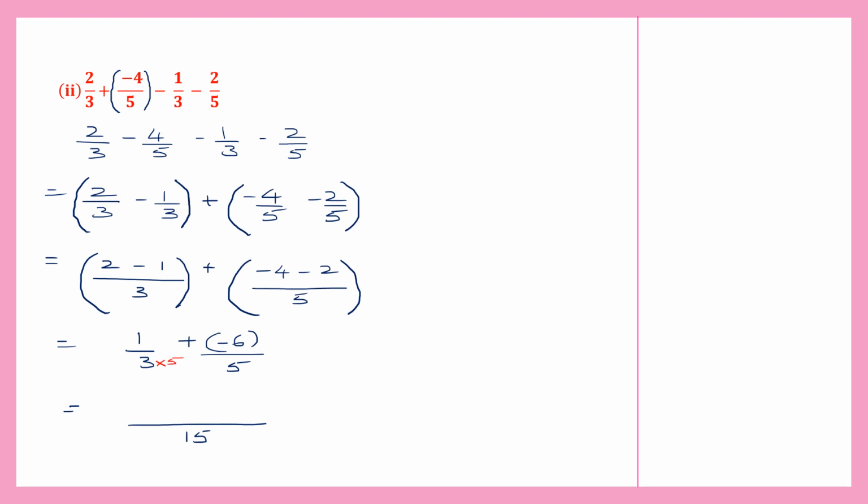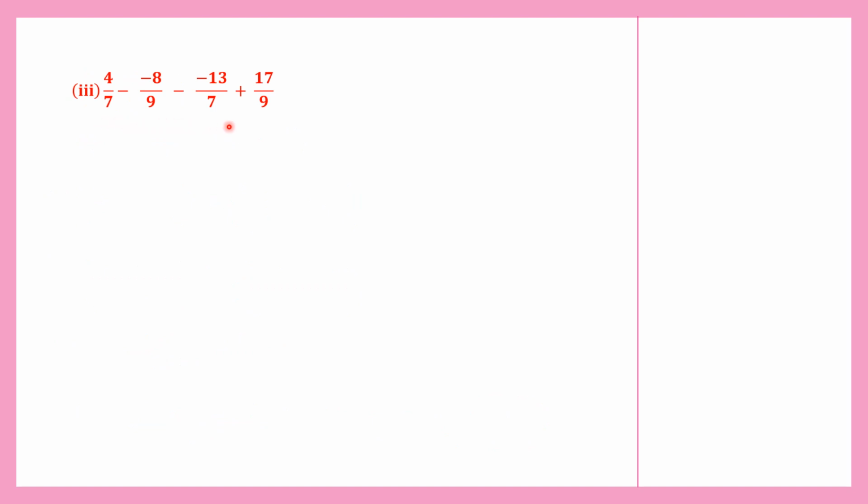3 5s are 15. So 1 into 5, 1 5s are 5, plus 5 3s are 15. So we multiply minus 6 also by 3. Minus 6 into 3 is minus 18. So this is equal to 5 minus 18 by 15. So this, as you know, has a plus sign. So when signs are different, we put the sign of the bigger number and we subtract. 18 minus 5 is 13. Minus 13 by 15. So our final answer to this question is minus 13 by 15.